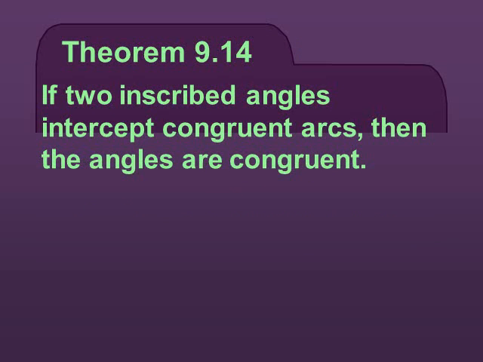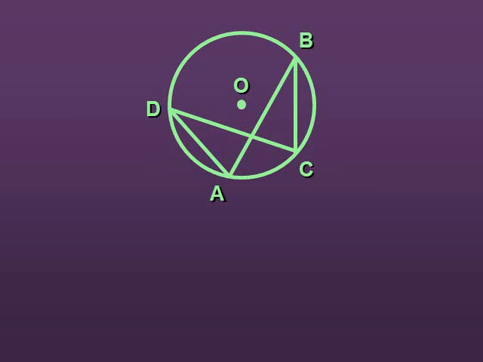Okay, so another theorem here is if two inscribed angles intercept congruent arcs, then the angles are congruent. So here's a common way that is used. Arc AC is congruent to itself by the reflexive property. So that means angle ADC is congruent to angle ABC because their intercepted arc AC is congruent to itself.